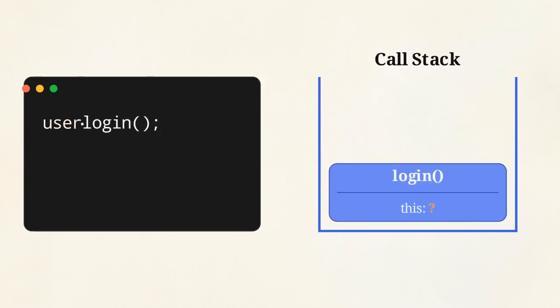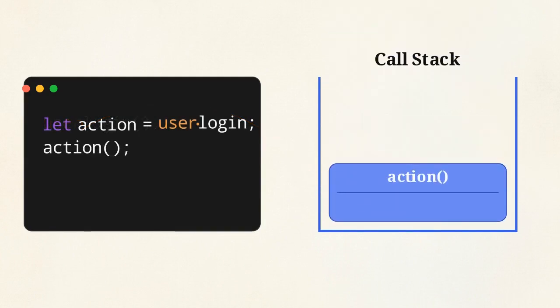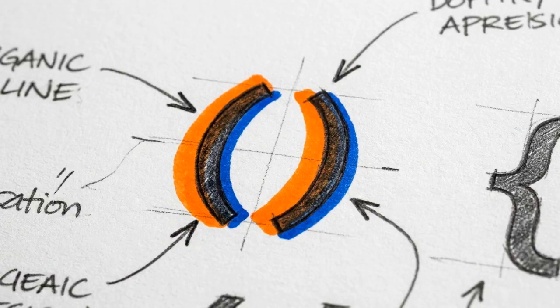But when you invoke a method attached to an object, the engine reads the syntax itself. The object sitting to the left of the dot operator is passed into the execution context as the this value. If you assign that method to an isolated variable, you sever the dot connection. Execution falls back to the default rules, and your specific object context is wiped out. The call site, the specific syntactic manner in which a function is triggered, is the engine's only source of truth.